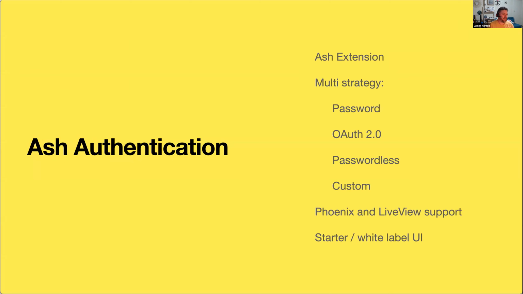It's multi-strategy, so we have, obviously, password authentication, which is pretty common. We have OAuth2 with a couple of predefined social sign-ins that help us, but more coming. Passwordless authentication, where you try to sign in and it sends you a secret token that you can then use to continue your login, and a custom strategy that lets you basically write your own, and it will work seamlessly with the rest of the system. Ships with Phoenix and LiveView support, and what we're calling a kind of starter UI.